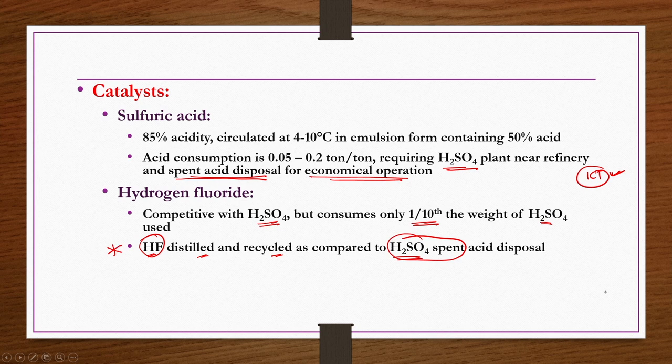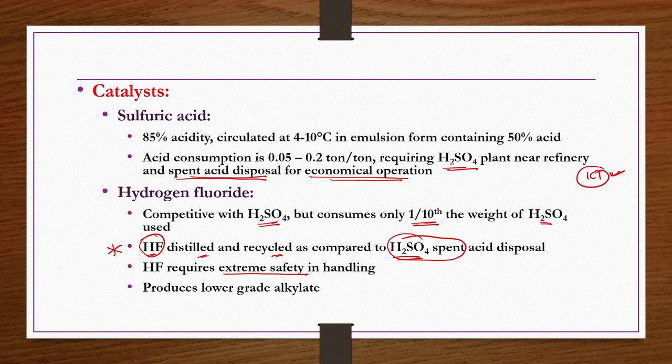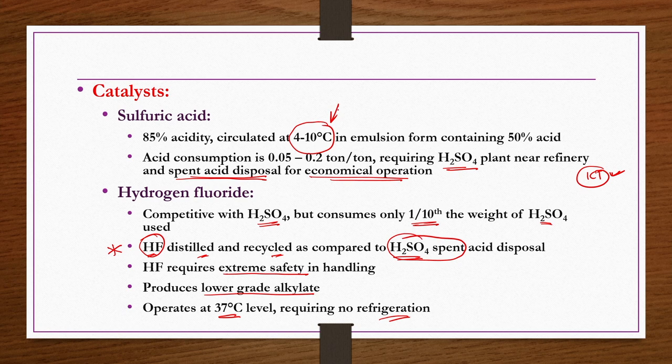But the disadvantage or problem is that it requires extreme safety in handling. Another disadvantage is that it produces a lower grade alkylate. It operates at 37 degree centigrade, so it does not require any refrigeration, whereas the H2SO4 process requires 4 to 10 degree centigrade operating conditions, so refrigeration is very much essential. Why is that? Because the H2SO4 has a lower limit of 0 degree centigrade because of viscosity issues, and an upper limit of 21 degree centigrade because sulfation takes place. You don't want sulfation, so you cannot go more than 20 degree centigrade. So you try to maintain a fixed temperature not above 10 degree centigrade.